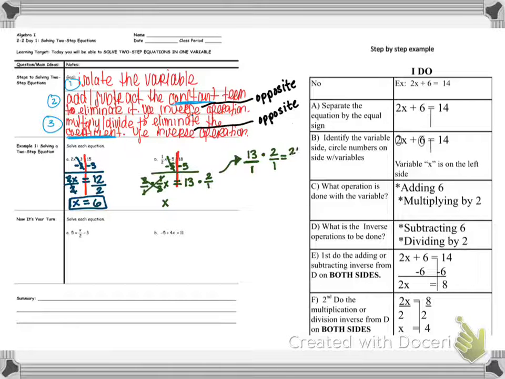13 times 2, 26. 1 times 1 is 1. And then we want to simplify. 26 divided by 1 is just 26. So that wasn't big and scary, especially because you have a calculator and you just follow those rules. It's just very important to know that when you're dealing with a fraction in that instance, about your fraction rules with dividing fractions.